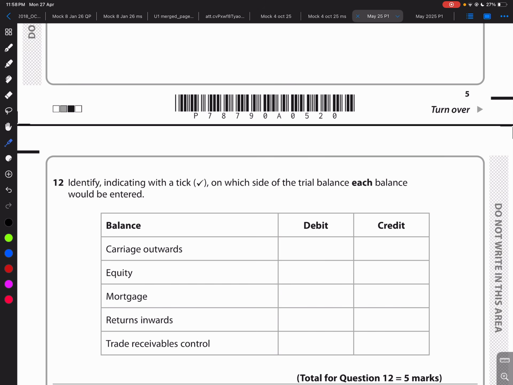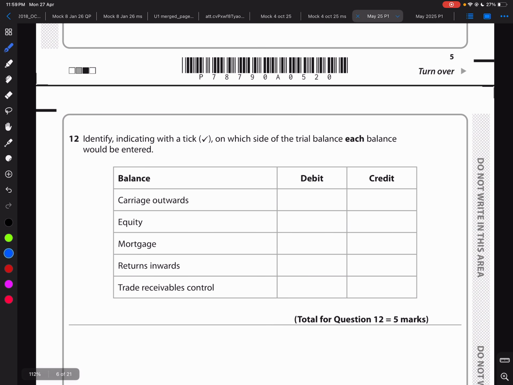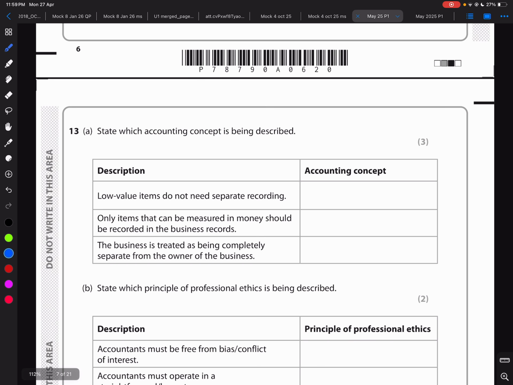Now, on question number 12, we have to say on which side of the trial balance each balance would be entered. So that's the easiest mark in this paper. Carriage outwards, we know it is an expense, so it's debit. Equity is a credit account. Mortgage is a liability, so it would also be a credit item. Return inwards means sales return, so sales return is also a debit item. Trade receivables control. Trade receivable is an asset, so debit side. So easy 5 marks.